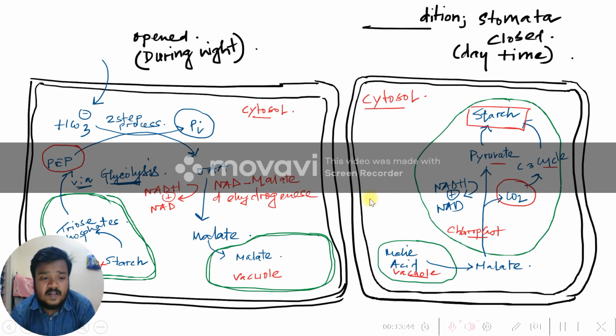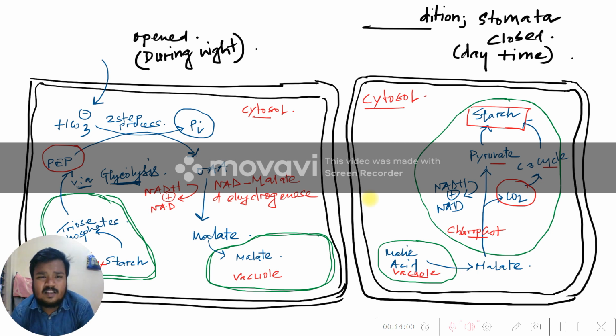Another very important photosynthetic pathway is CAM. The full form of CAM is crassulacean acid metabolism. This metabolism process can only be seen in the Crassulaceae family, which are xeric plants.